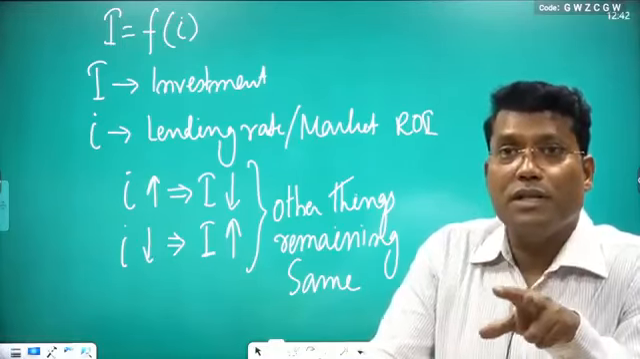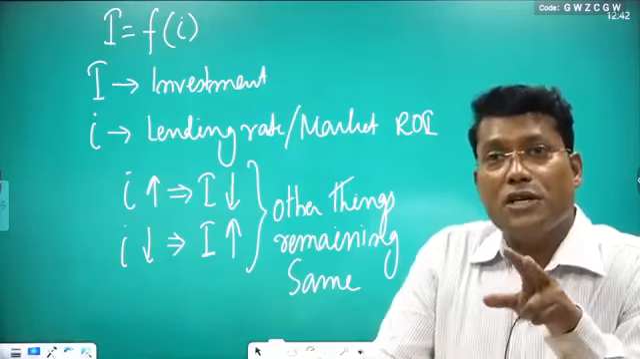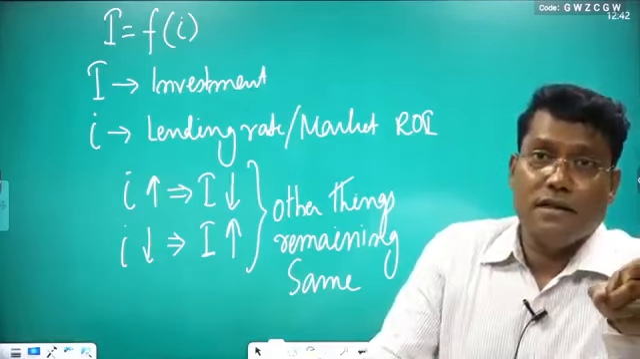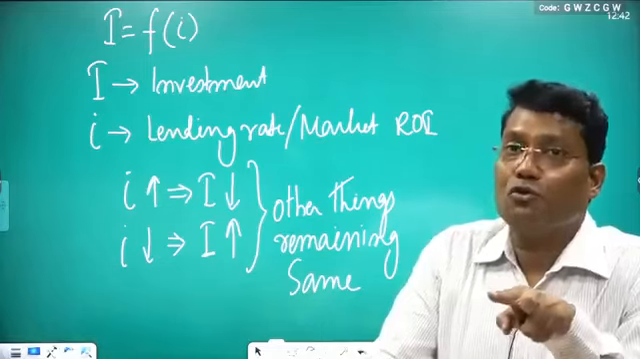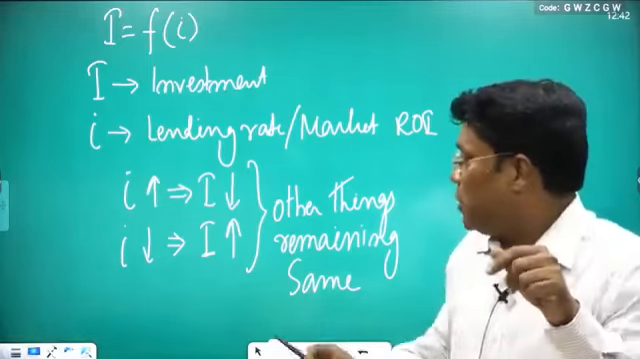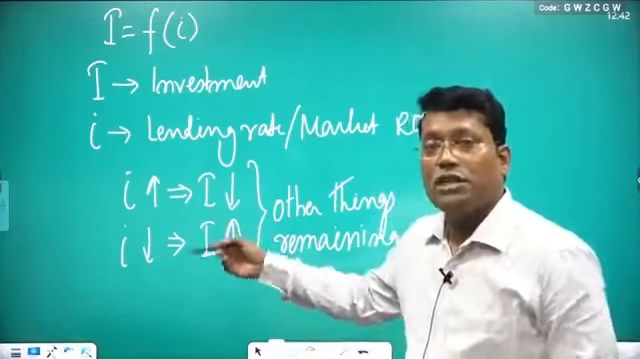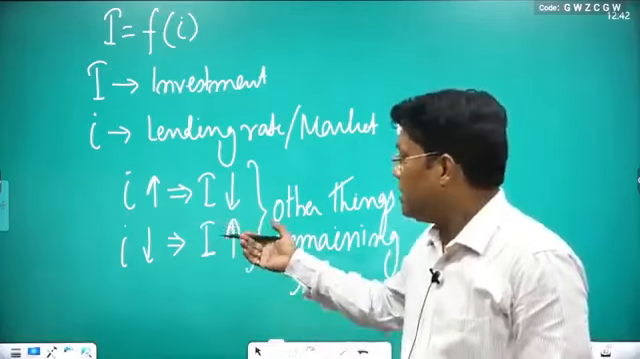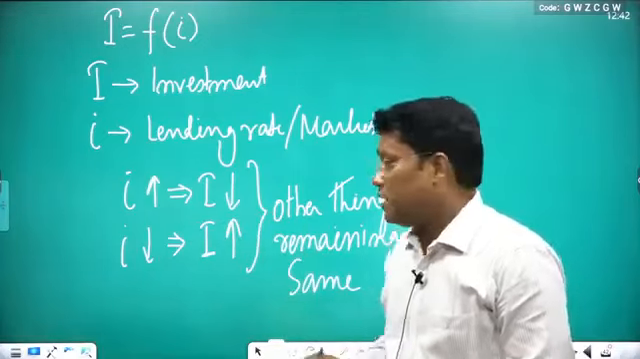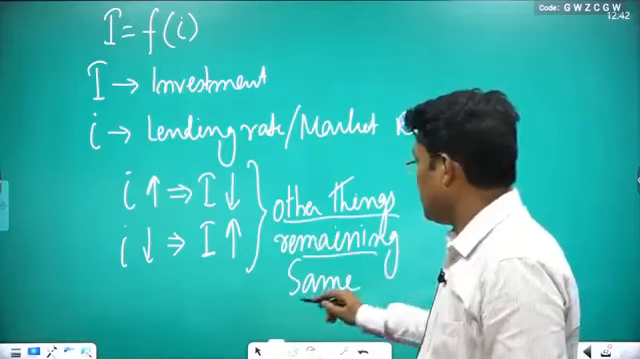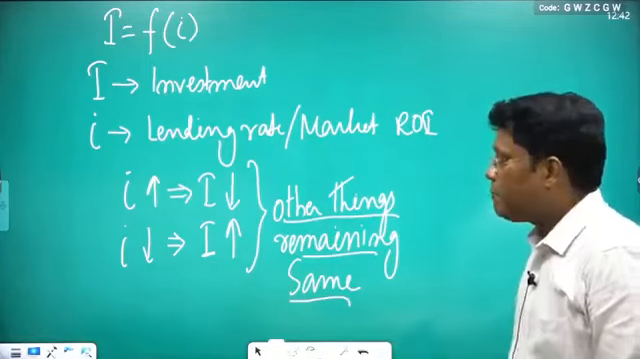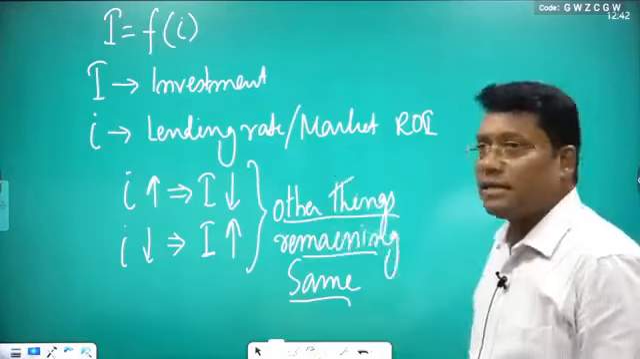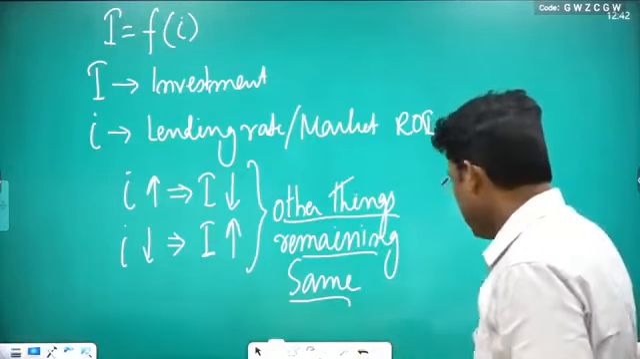So we assume all other factors remain the same, and only try to get the relationship between the two variables. Similarly, here we allow the market rate of interest to change and see what happens to investment when other things are assumed same or constant. Now, why this inverse relationship? Let us discuss that.